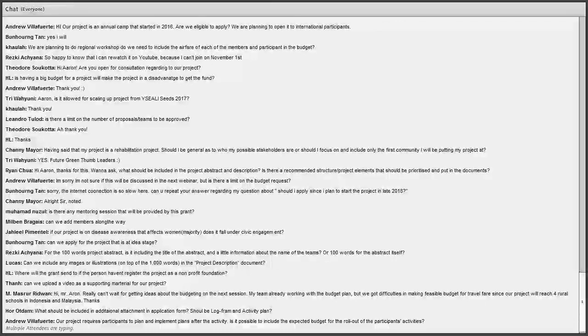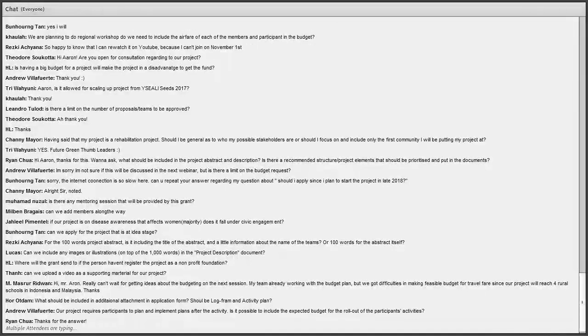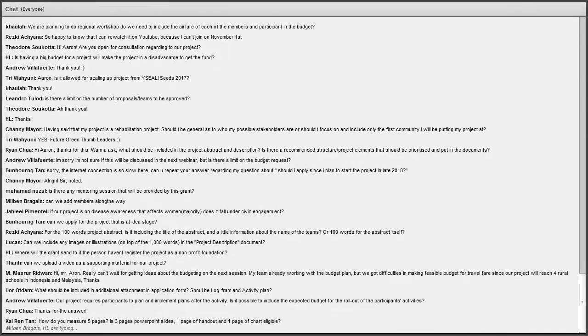The limit on budget request will be $15,000 US, Andrew. If you plan to start a project late in 2018, this might not be the best program for you. This project should begin in February 2018 with planning stages earlier. There will be mentoring sessions provided by the grant.